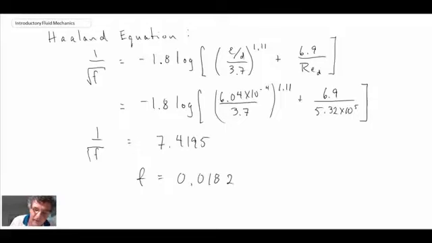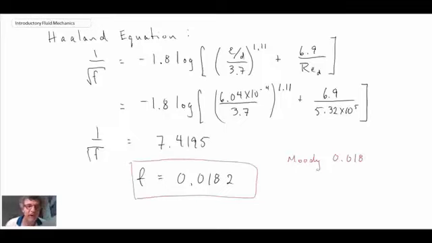So that's pretty close to what we got with the Moody diagram. Haaland gives us that, and Moody gave us 0.018. Now this is an approximation. It's not a perfect estimate, and none of them really are perfect. They're probably all about plus or minus 10% because we're fitting empirical data from experiments. So that is the technique by Haaland.